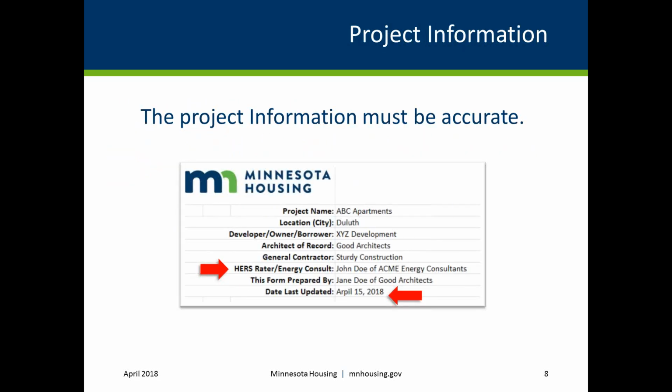The project information section on the top left of the first page must be accurate and updated with each submittal phase. Per the Minnesota Overlay, compliance with criteria 5.1, A, B, C, and D, a HERS Rater Energy Consultant is required. Indicate the individual and entity providing the service. Failure to identify this person or entity will be an automatic red flag for compliance. Remember to update the date last updated information for each submittal or resubmittal.